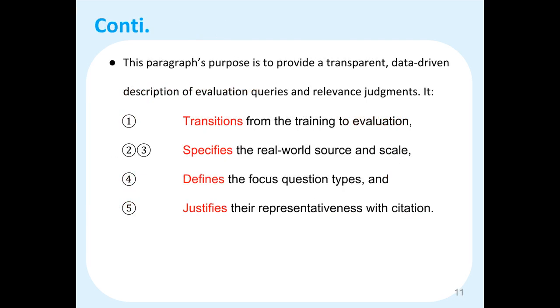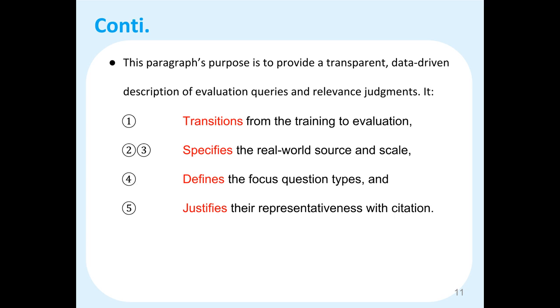The paragraph in question demonstrates transparency and clarity by moving systematically from a high-level transition to a justified claim of data representativeness. The process starts with the transition in sentence 1, which clearly links the entire experimental setup together. Next, sentences 2 and 3 immediately specify the real-world source and scale of the test data.